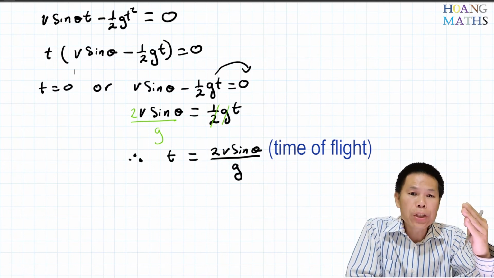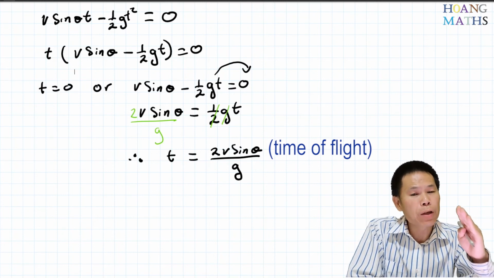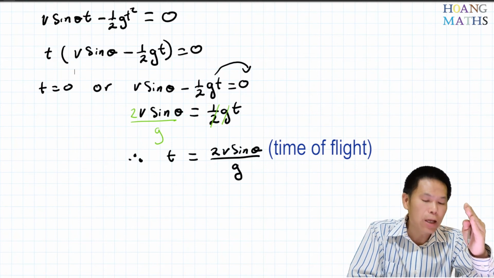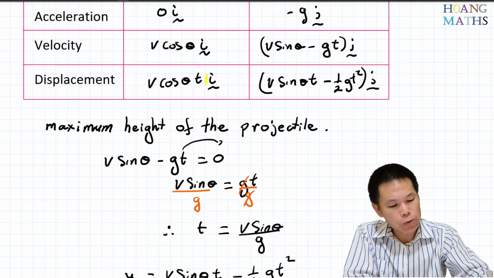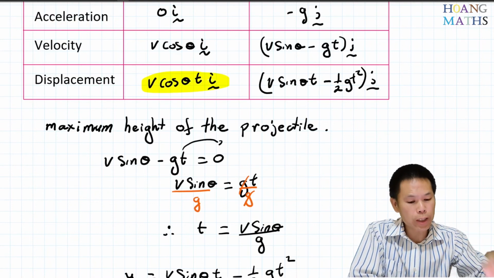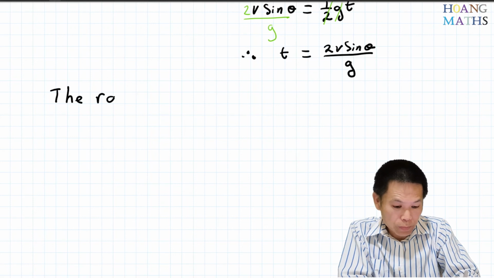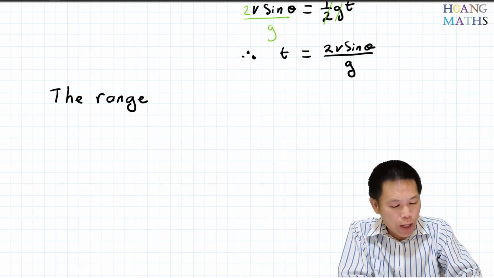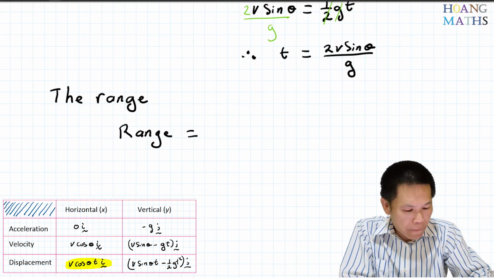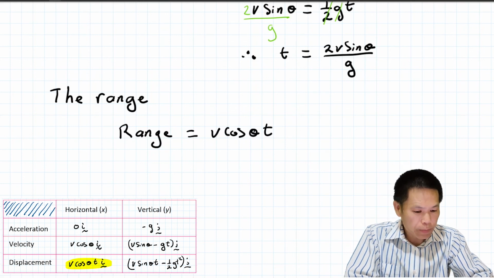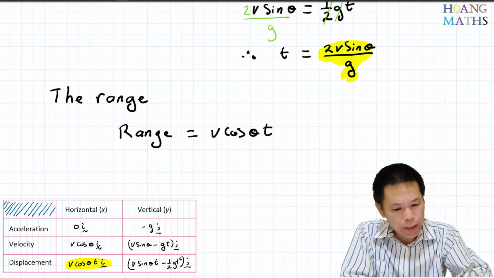We can also find the range for the particle, the horizontal distance, if you like. For the horizontal distance, we already know the time of flight, which is t equal to 2v sin theta over g. So we just need to substitute into the horizontal component for displacement. Let me just write this down. I just write the range of the particle. We know the horizontal component for displacement is v cos theta t. And we just substitute this t in here, because this is the time that the particle is flying, okay? So we just substitute in there.